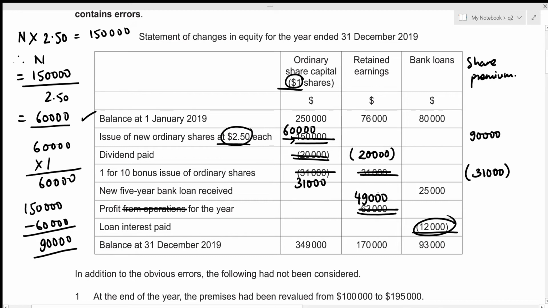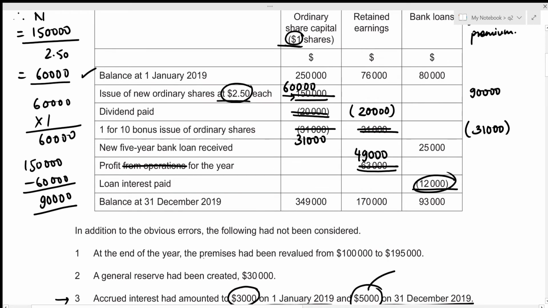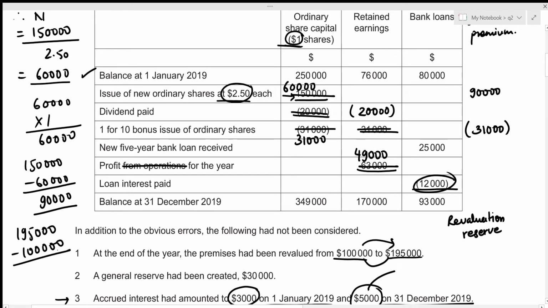Okay, then we were told that premises had been revalued from 100,000 to 195,000. So this is revaluation upwards, right? So we also need to create a revaluation reserve. And this will have the difference between these two values. So that's going to be 195,000 minus 100,000, which results in the value of 95,000. So we can say that our premises had been revalued upward by 95,000, which means that our revaluation reserve will also contain the value of 95,000.